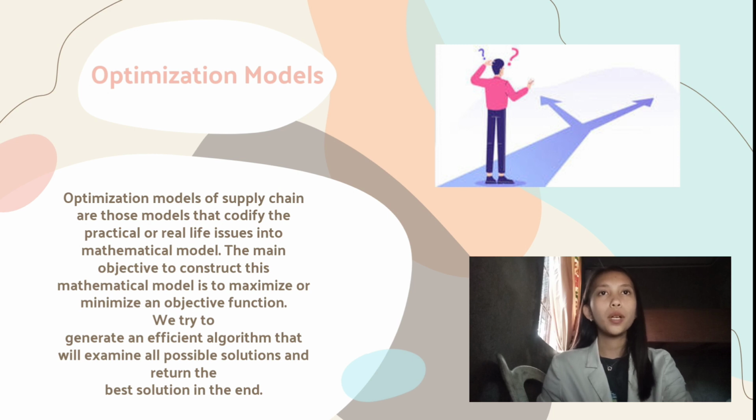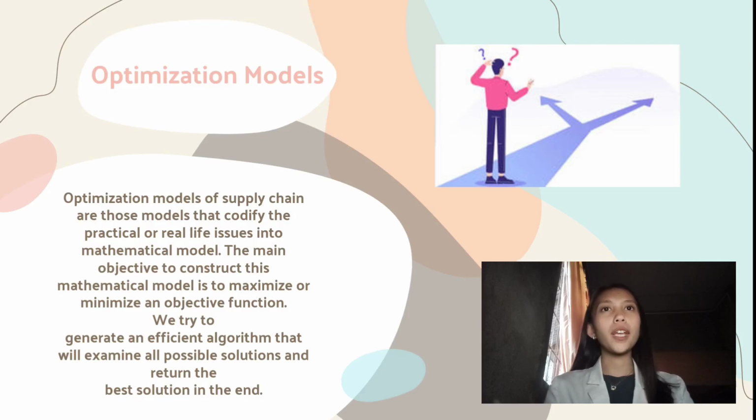First, we have the optimization model. Optimization models of supply chain are those models that codify a practical or real-life issue into a mathematical model. In order for us to understand the optimization model, let us first define optimization. Optimization is the action of making the best or most effective use of a situation. Those are solutions or ways to solve such a problem.